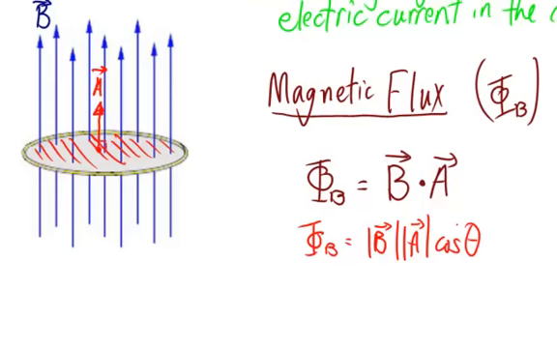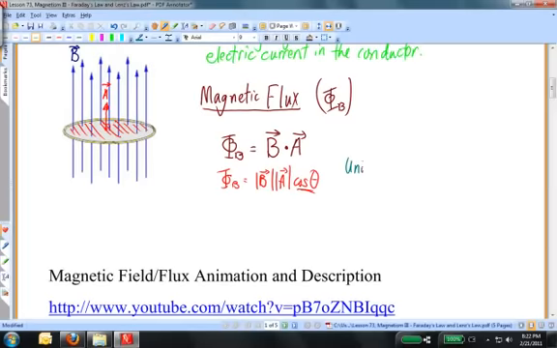But in some problems, that area may be tilted at some angle, and if it is, then you have to account for that with the cosine factor. The units for magnetic flux are Teslas times square meters, and that unit is often called a Weber, named after a German scientist and abbreviated Wb.